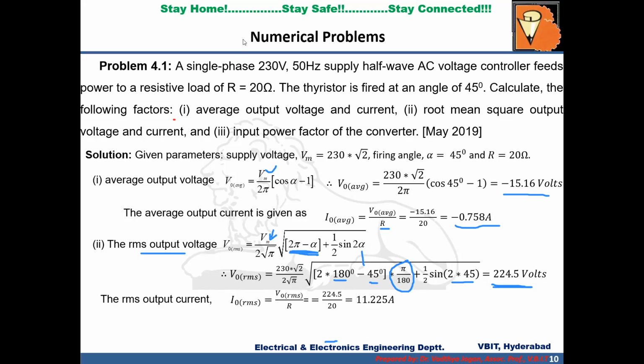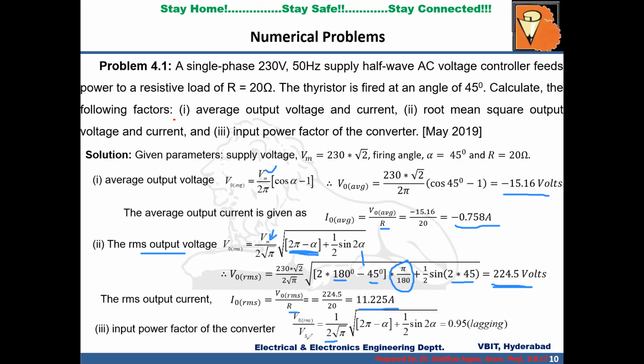And I can calculate the RMS output current: V naught RMS by R gives 11.225 amps. The input power factor is V naught RMS divided by V supply. We know the expression for V naught RMS, and Vm equals root 2 times V supply, so from that this is the expression for input power factor. If I substitute alpha, I get 0.95 lagging. Lagging means it has some inductor effect. That is why it is approximately unity power factor, but due to the presence of source inductors we need to take that factor into consideration. So this is the input power factor for the given problem.